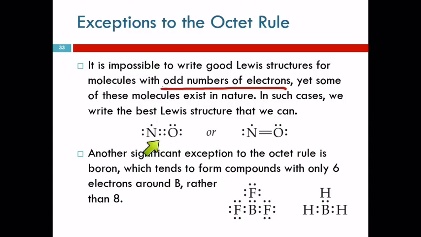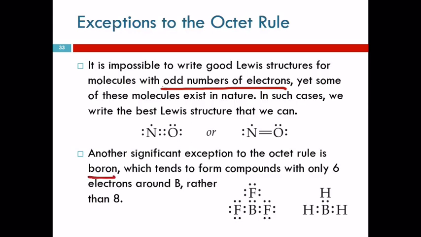Nitrogen monoxide. This is a molecule that exists in nature. But nitrogen has 5 electrons, oxygen has 6 valence electrons. You add those together, you get 11. And you can make one like this, but the nitrogen's not quite happy. You can draw it like this with the double bond. No matter what you do, you cannot get 8 around both of them. So you just draw the best you can and say, well, it violates the octet rule. We're not going to do a lot of these in Chem 3A, but I need to tell you that they exist.